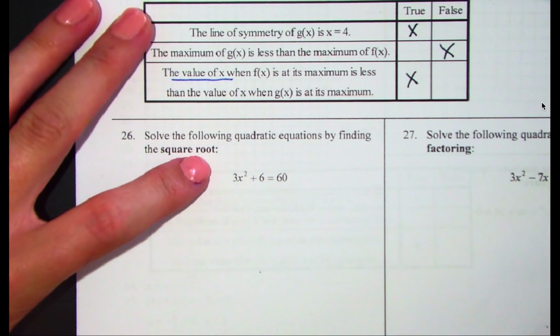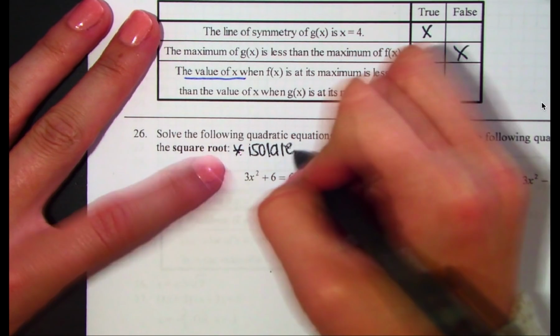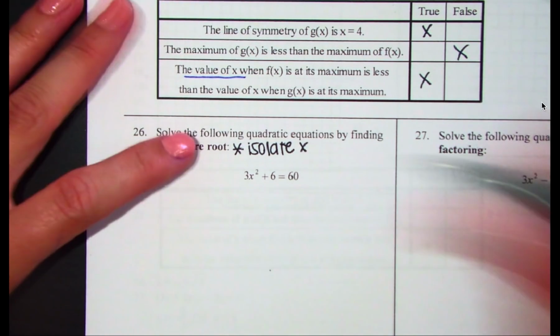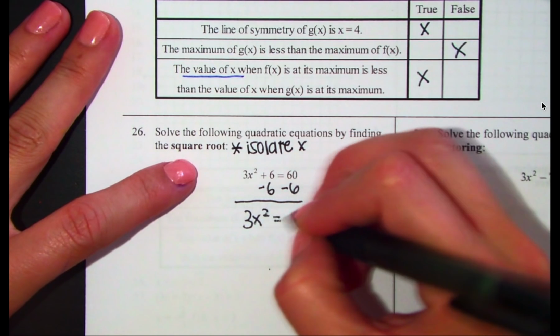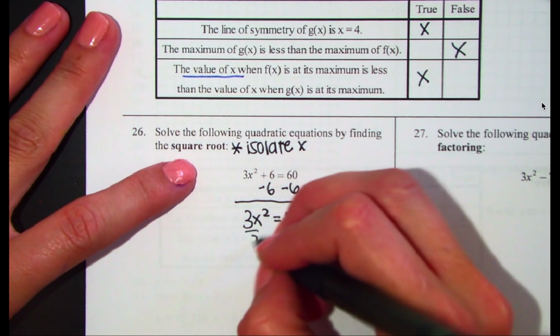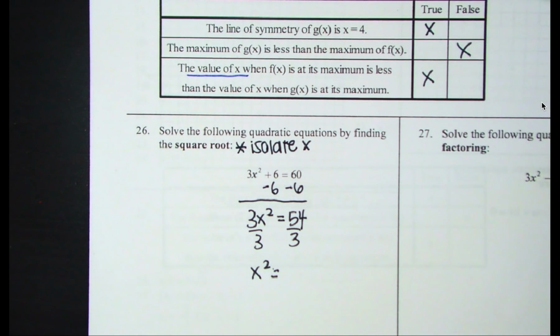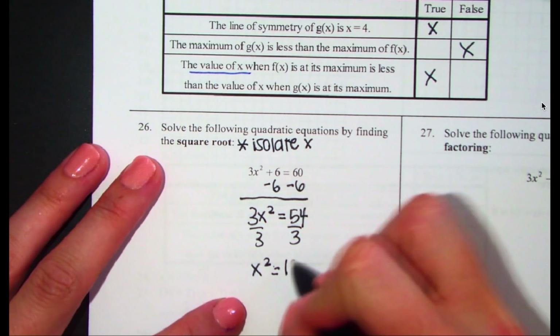Okay. Number 26, we're going to solve by finding the square root. So remember, when you're using the square root method, you're trying to isolate x. So we're going to use our inverse operations to move everything away from this x right here. So the first thing I'm going to do is subtract 6 to both sides, and I get 3x squared is equal to 54. Then I divide both sides by 3, and x squared is equal to 54 divided by 3, which gives us 18. So x squared is equal to 18.